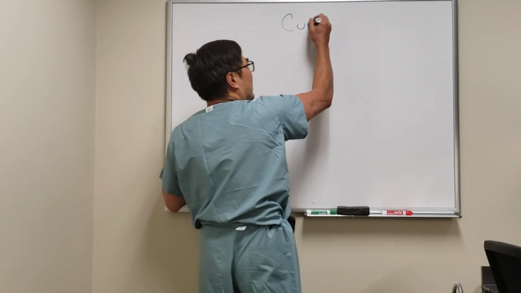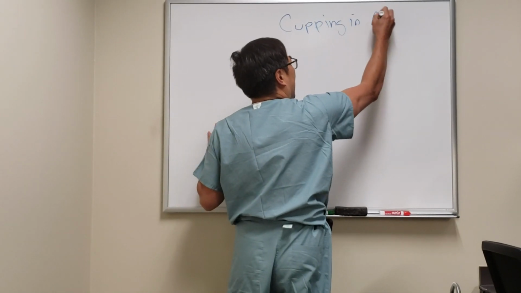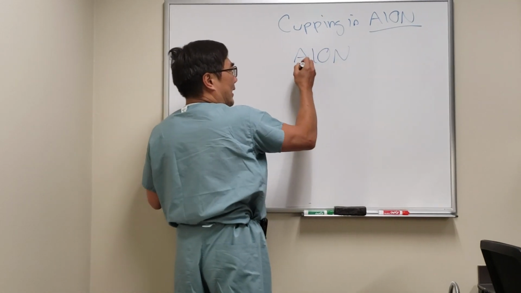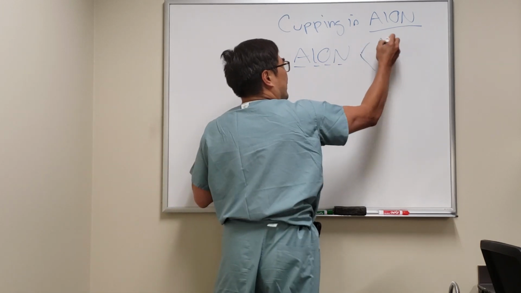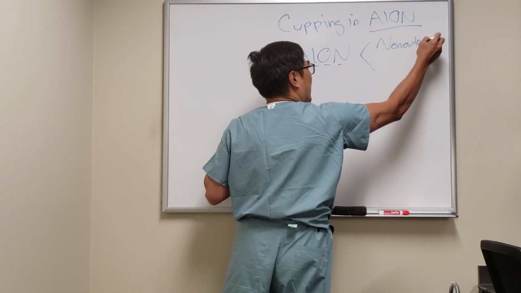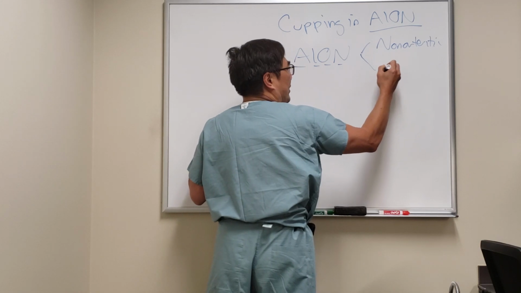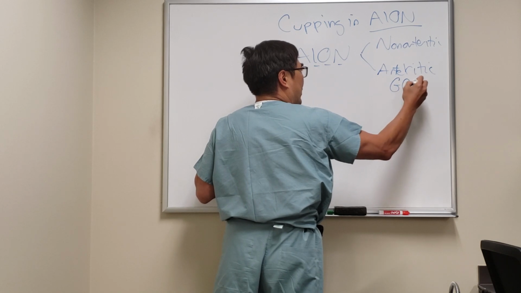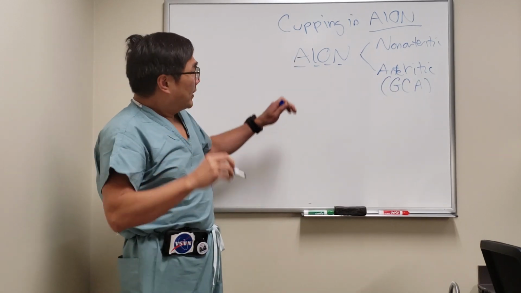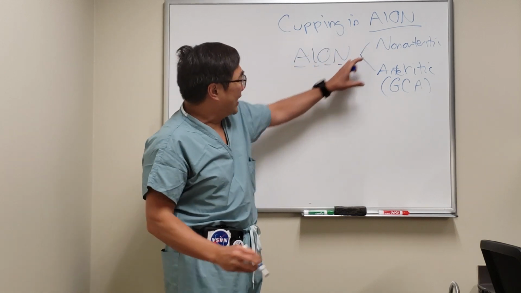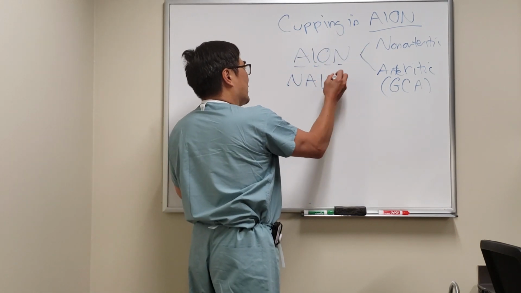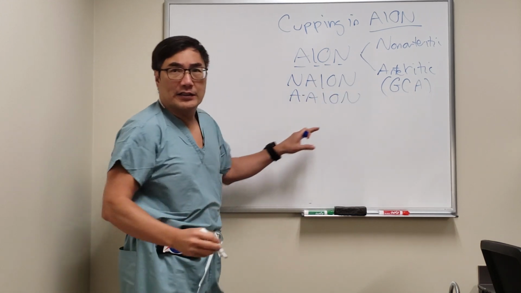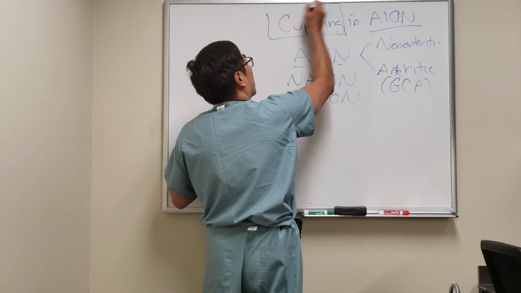Okay, so today I'm going to be talking a little bit about cupping in AION. And as you know, there are two types of AION, anterior ischemic optic neuropathy. There's the non-arteritic form, NAION, and there's the arteritic form of AION, which of course means giant cell arteritis. And so when we're trying to differentiate NAION, the non-arteritic form of anterior ischemic optic neuropathy, from AION, the arteritic form of anterior ischemic optic neuropathy, one of the clues is cupping.